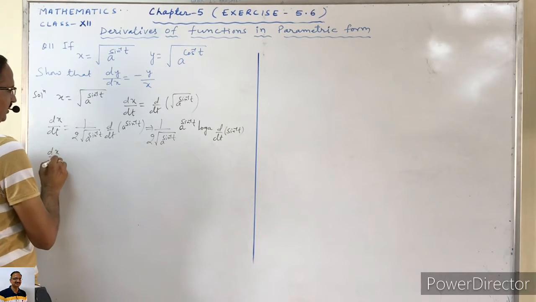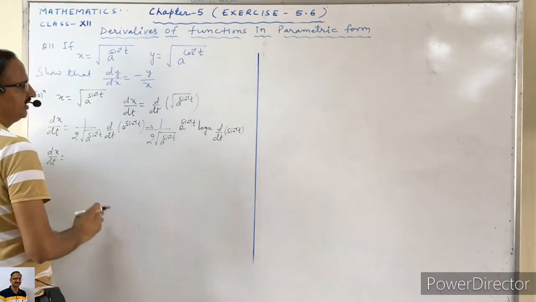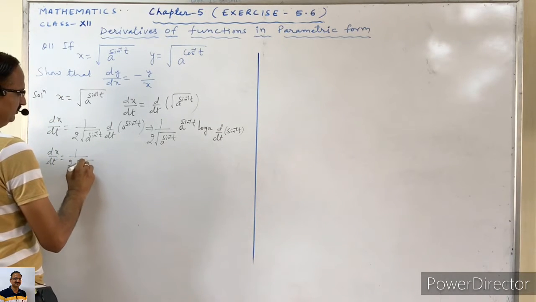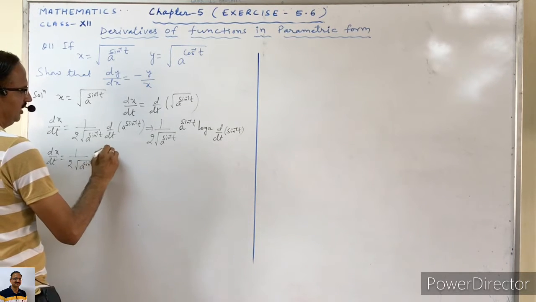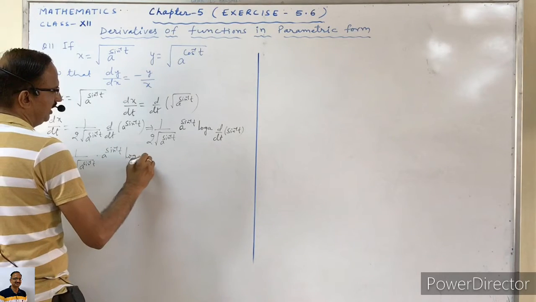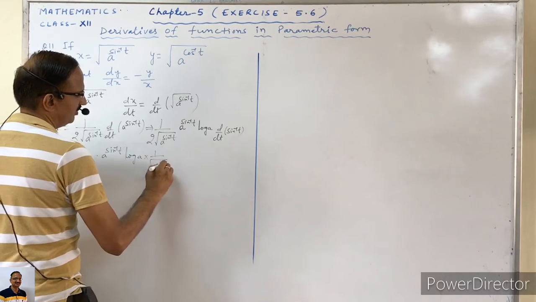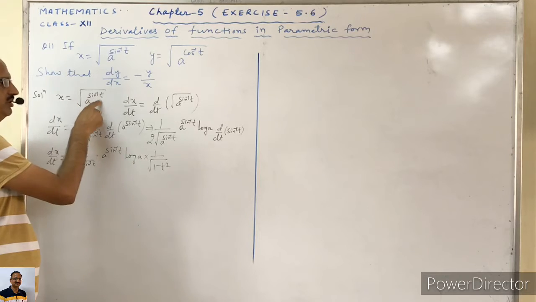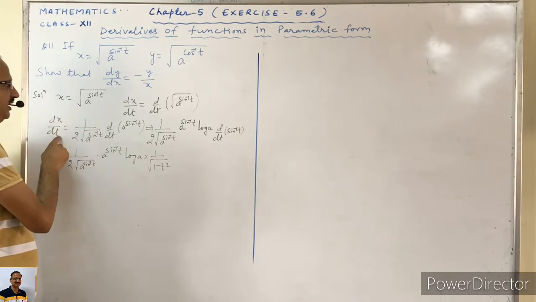dx by dt is what? We will find the derivative of sine inverse t. So the remaining terms are as it is. This is a raised to power sine inverse t log a, and the derivative of this is 1 upon root 1 minus t square. So x depends on t, so we will find the derivative of this x with respect to t.